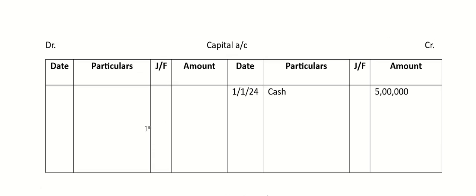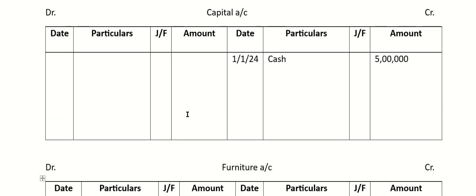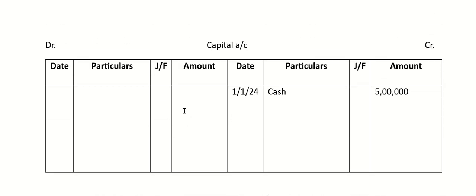Now, we know this is a double entry system. We should record in at least two places. In the second journal entry also, capital account was credited. It was furniture account debited to capital account, isn't it? So we have to write on the credit side itself. Once again, the same date. And here, what should be written? It should be written as furniture.